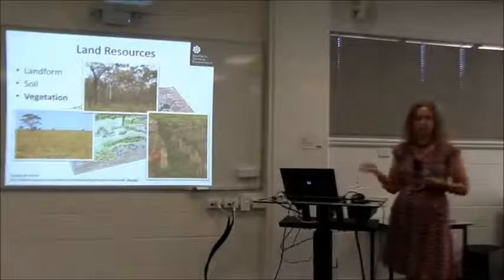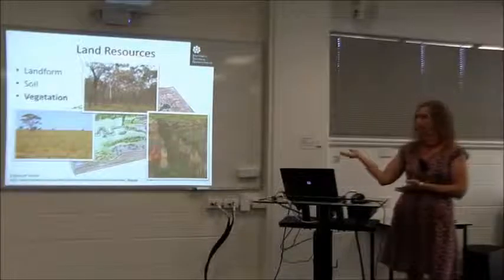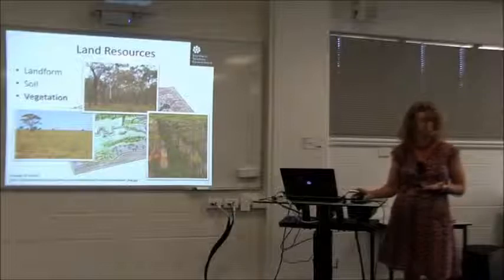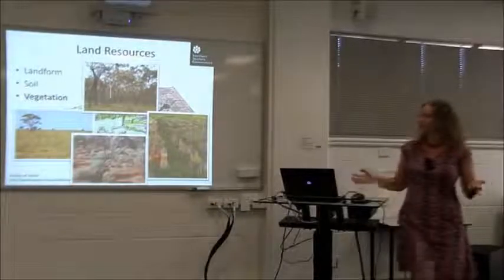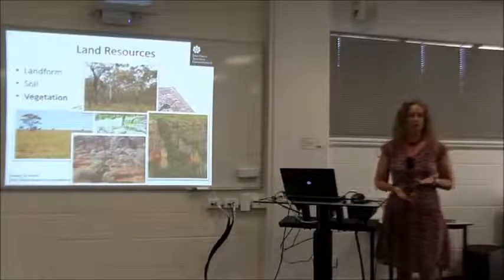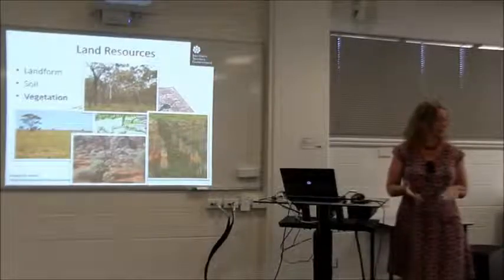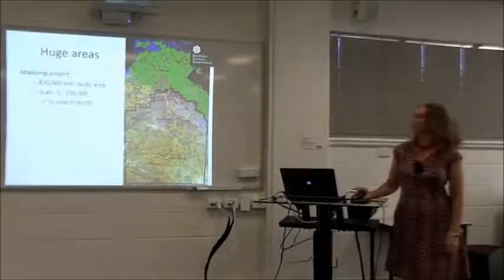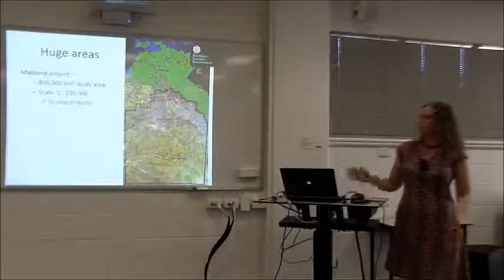Other types of vegetation we want to know about, like monsoon forest, like this, that we want to protect, might be really good habitat for certain species. And then other types like acacia shrublands that might indicate something about how the land has been managed. So they're all important aspects of land resources. So we're talking about really big areas.